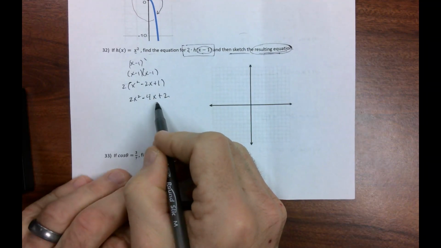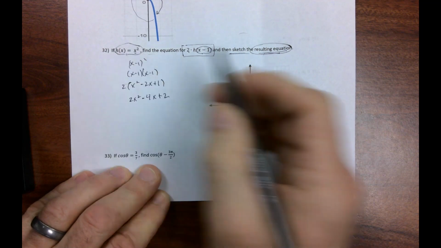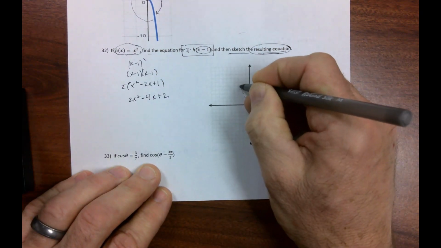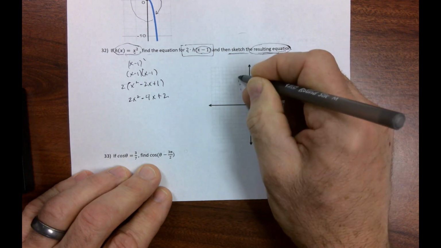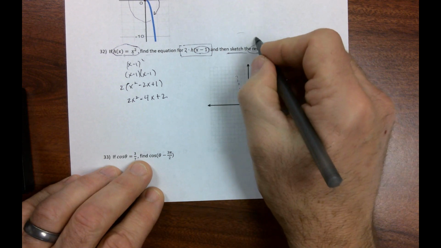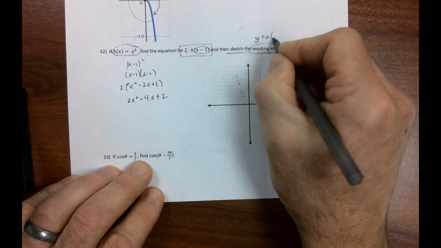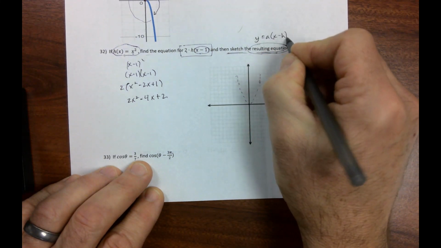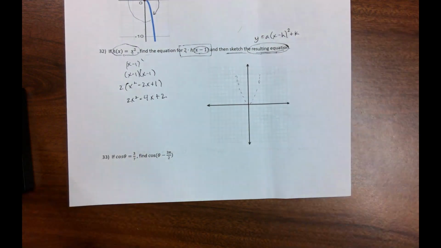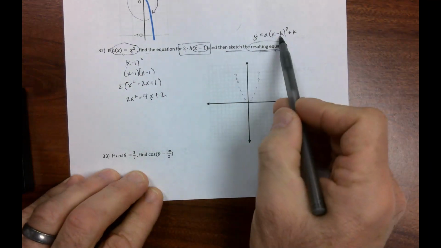We can see that our parent function is y equals x squared, so that would look something like this. So we know it's a parabola of some sort. Now, how do we graph it? Well, we have to remember our general equation for a parabola looks like this. So, how do we get this to look like this?